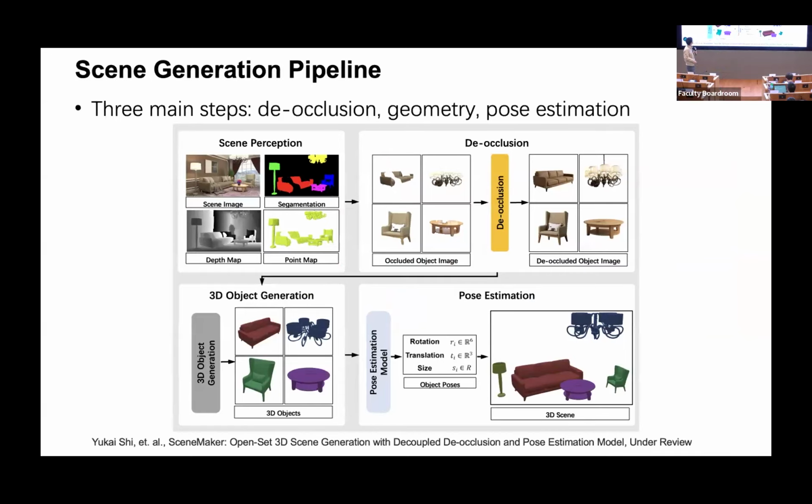But in this approach, which is also under review now, we apply some object detection and segmentation works to segment out each individual object, and then try to generate a complete image for that particular object. We call it de-occlusion. Once we get a de-occluded image, we call the object generation module to generate a 3D object. And then we perform pose estimation to insert those objects back into the 3D scene. So that is the basic pipeline.